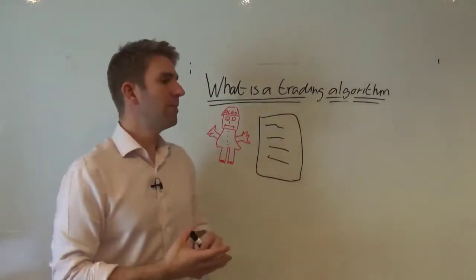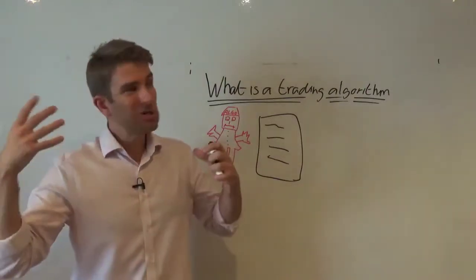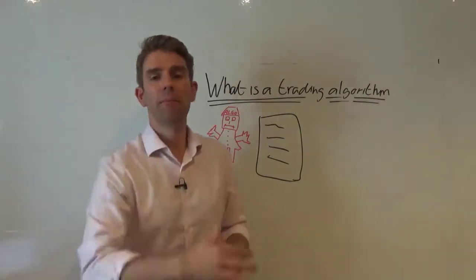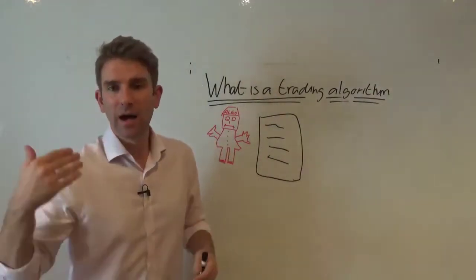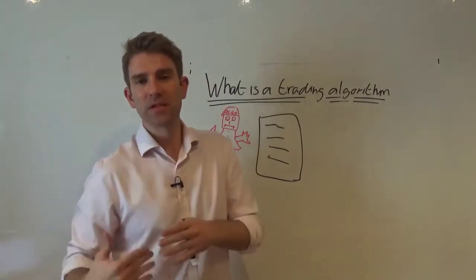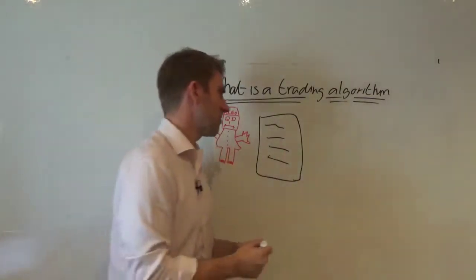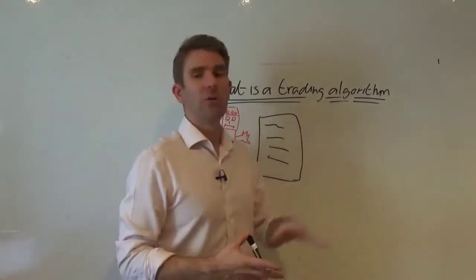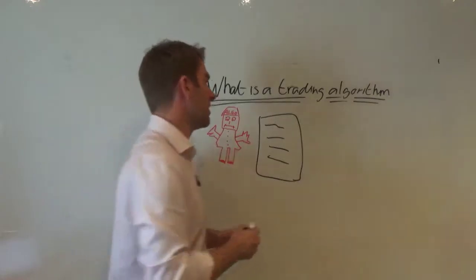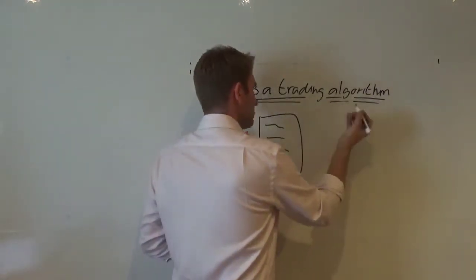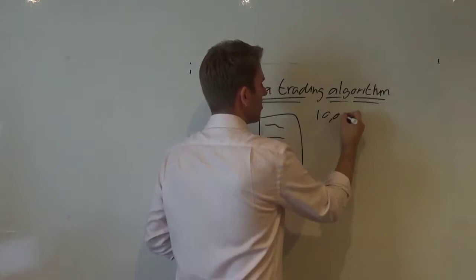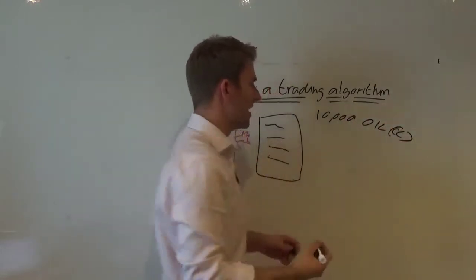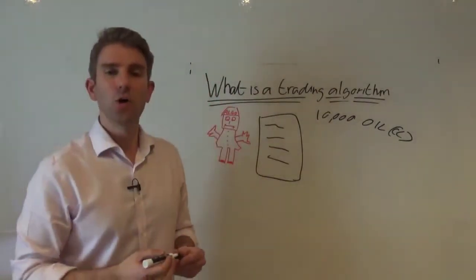A basic example would be, if cable, pound US dollar, goes down 100 pips, then buy 20 million every 10 pips it moves lower. I am just literally off the top of my head here, guys. Another one could be something like, I want to buy 10,000 contracts of crude oil, which is the CL code on NYMEX, and I want to buy that at the open.